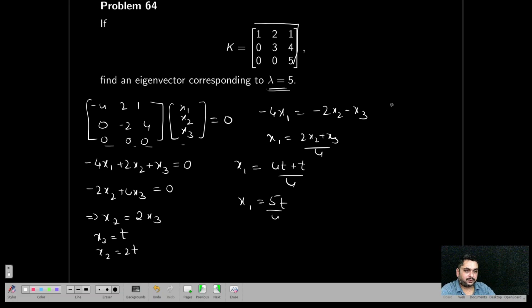So what are my eigenvectors? P is equal to t into, so x1 is 5 by 4, and then you have x2 is 2t, and then here you have t, 1. So you can convert it into integer for convenience. T into becomes 5, you multiply by 4, 8, and then 4. This is the answer.